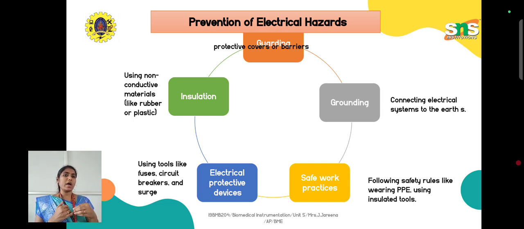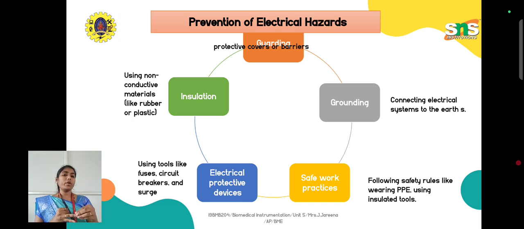First, you have to be focused on a few steps, like insulation. You have to maintain it in all sorts of electrical equipment or electronic devices. There you have to use non-conductive materials, because these materials have a non-conducting property, so high resistance to electricity. So this will prevent the leakage current from entering into the patient. So the first one is insulation.